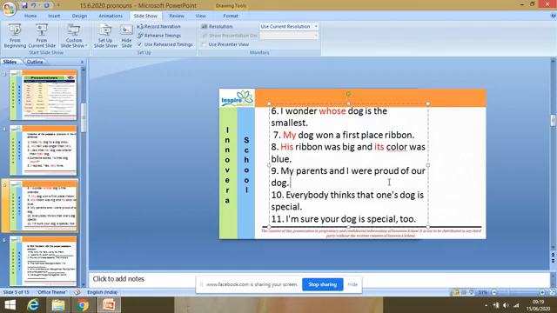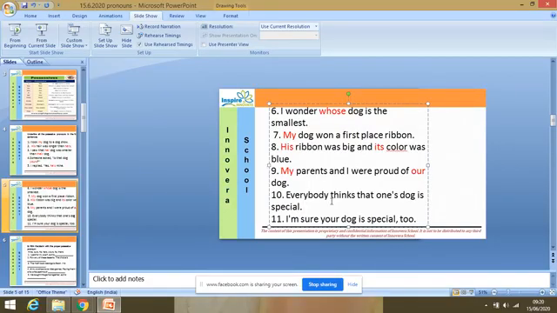Now next one. My parents and I were proud of our dog. My will be the first possessive pronoun and our will be the second possessive pronoun. Am I right, children? Yes or no?